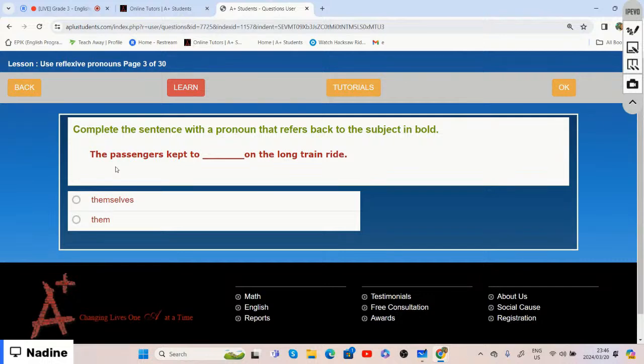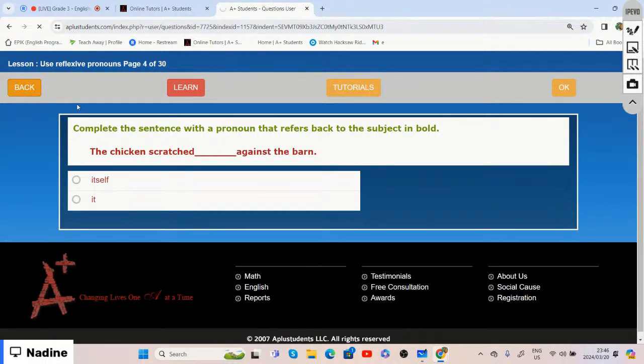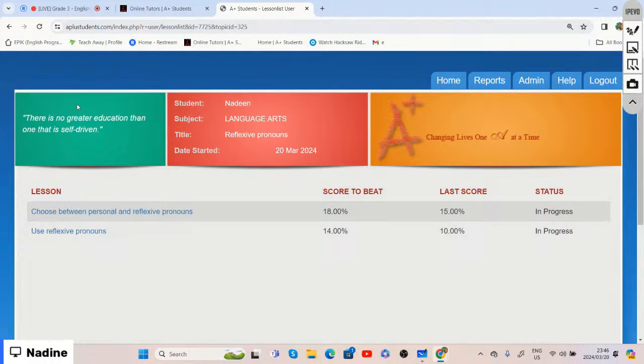All right, then if we select the correct one, then we will say that the passengers kept to themselves. So well done. All right, so that is now the end of our lesson on reflexive pronouns. We see the reflexive pronouns basically end in self or selves, and they refer back to the subject. We have a singular subject, and our reflexive pronoun ends in self. And then we have a plural subject, and a reflexive pronoun ends in selves.